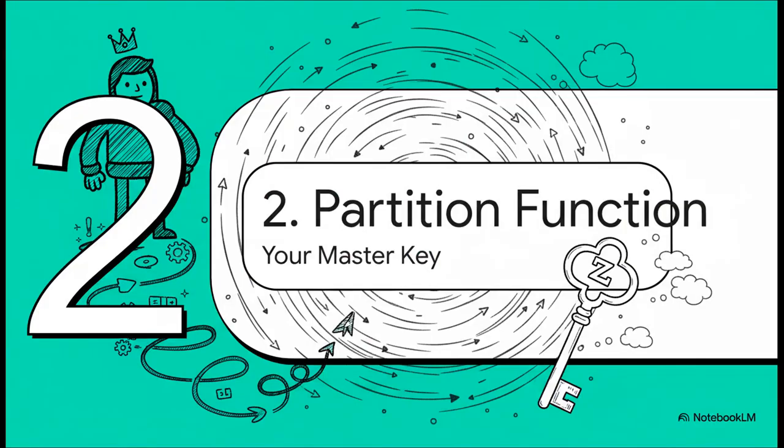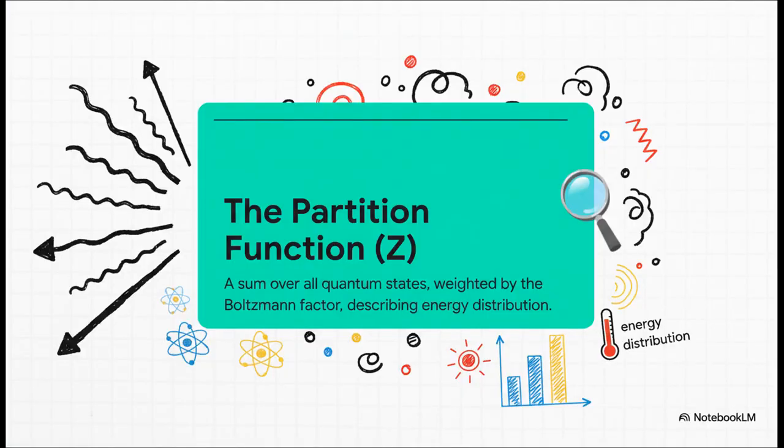Well, the answer, and pretty much the first thing you should always calculate in any of these problems, is something called the partition function. We call it Z. Honestly, you should think of Z as the main character in the whole story of Chapter 5. So what is Z, really?